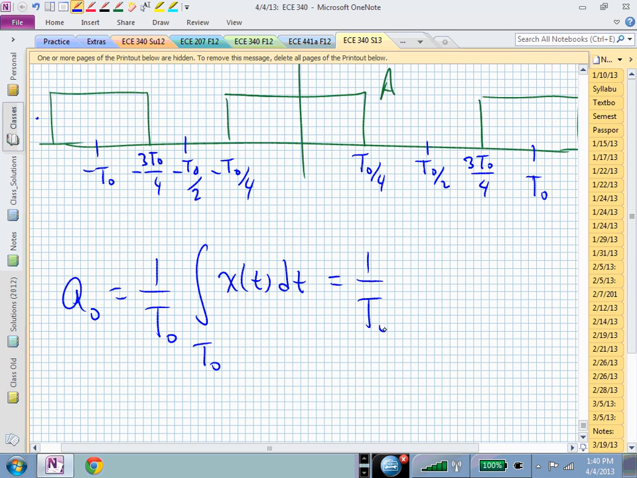And that is now 1 over T naught integral. It's only non-zero between minus T naught over 4 and T naught over 4. And here you might want to be selective in what time interval you choose. Here I'm not going to go from 0 to capital T naught. Why? Because then I have 3 different regions to worry about, and I would have to break my integral up into 3 distinct parts. If I simply look at the period being from minus T naught over 2 to T naught over 2, then I only have to worry about it being on in one interval.